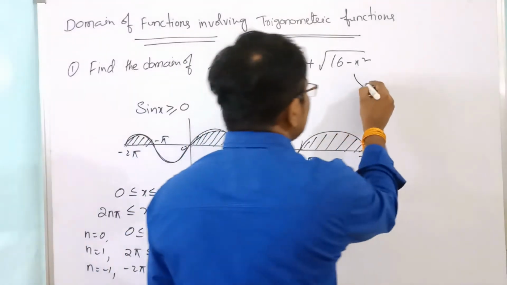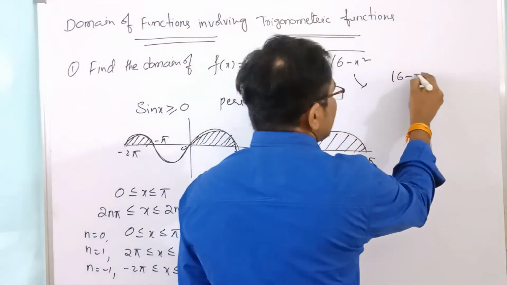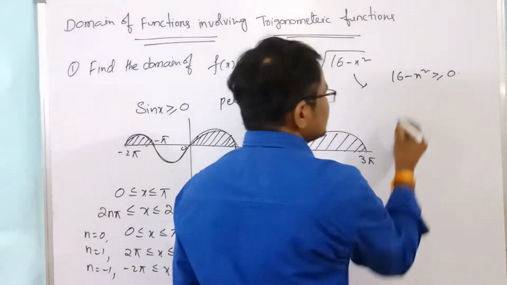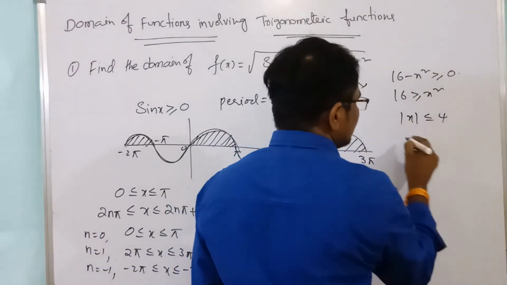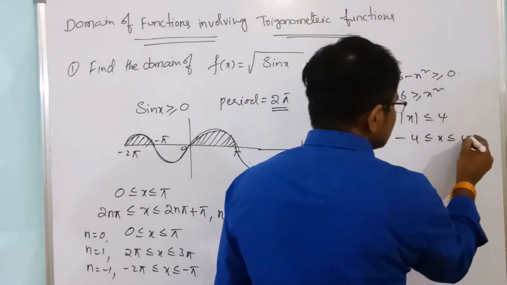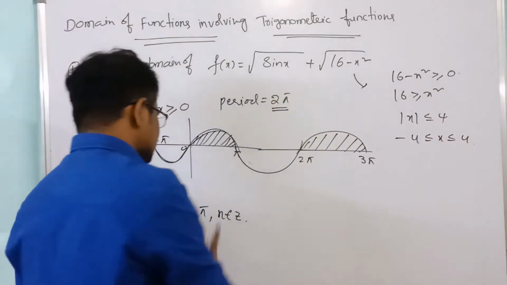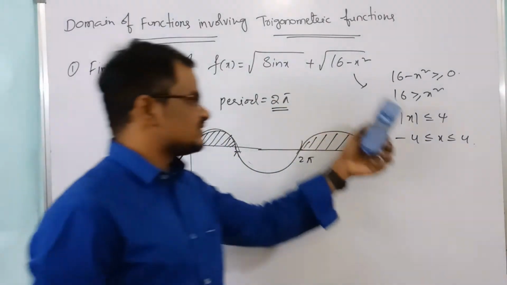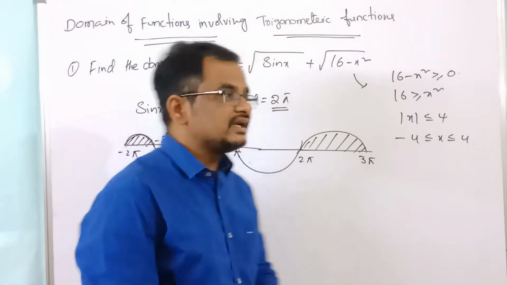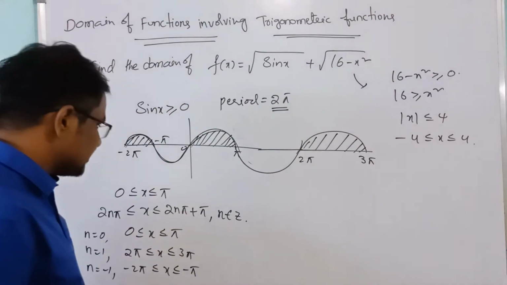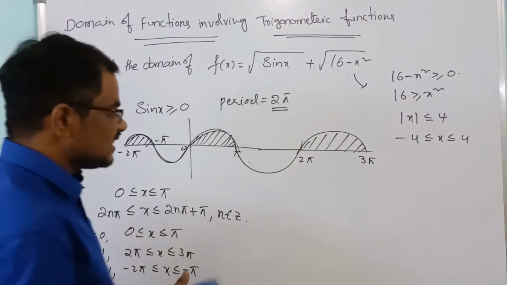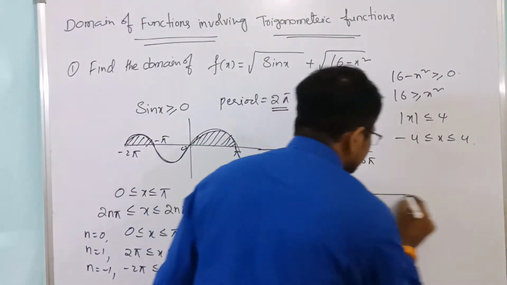Next, come to this one: 16 − x² ≥ 0, so 16 ≥ x², |x| ≤ 4, that is, −4 ≤ x ≤ 4. This is equation number 1, and this is equation number 2. How do we take the intersection of these two? Here only a single condition is there, but here many conditions are there. So for that, we have to take it like this.